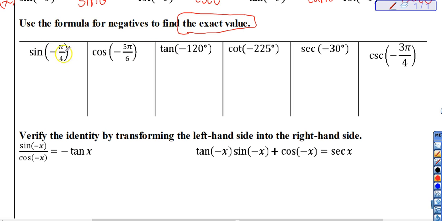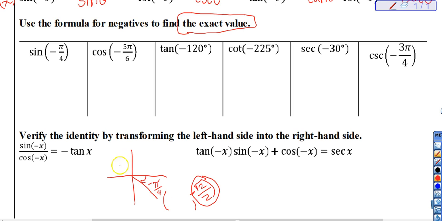So here we have the sine of negative pi over 4. Well, I'm just going to draw a little sketch of that over here. So negative pi over 4 is right here. Negative 45 degrees. And what do I know about the sine of that? Here's what I know. Down here, my sine is negative, and my second coordinate is negative. And it's the square root of 2 over 2. So it should be negative square root of 2 over 2.